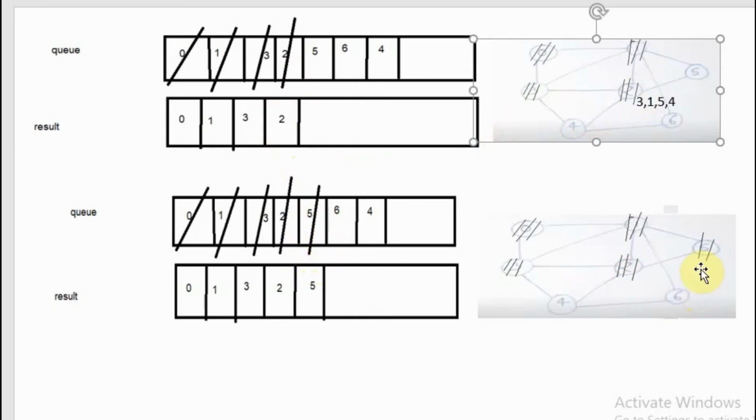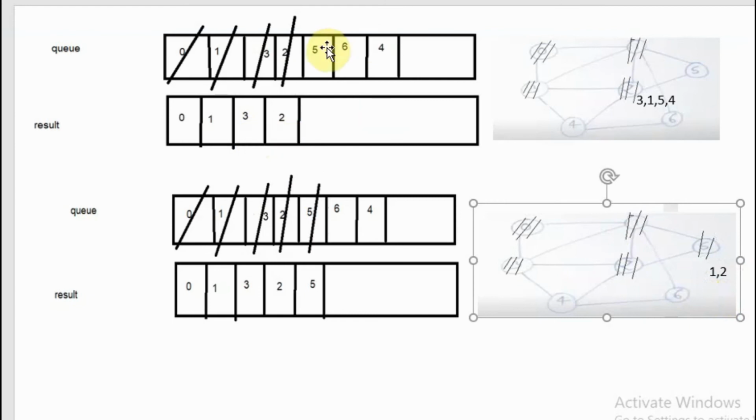Now after 2, the next node in the queue is 5. Let us check who all are the neighbors of 5. The neighbors of 5 are 1 and 2. Let us check 1. 1 has already been printed, no need of taking that. 2 has already been printed, so no need of taking that. So nothing has to be taken into the queue. You only have to insert it into the result, print it and shade it.